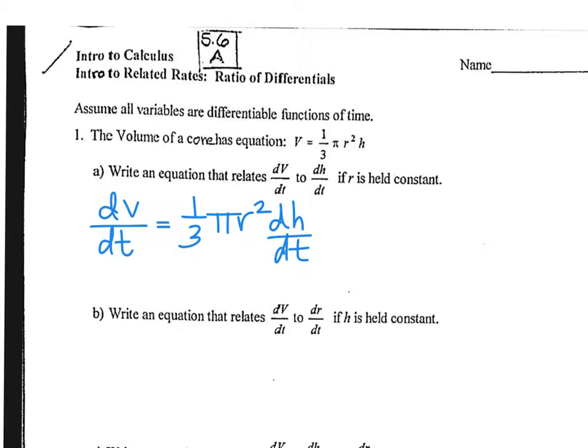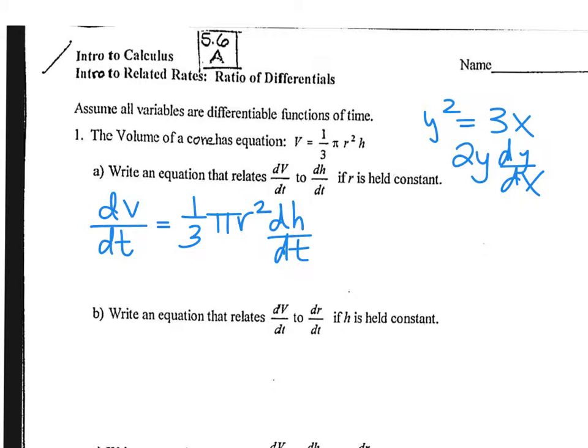Remember when we did implicit differentiation and we took the derivative of y and it's dy/dx? Like when you have y squared equals 3x and you take the derivative: the derivative of y squared is 2y times y prime, dy/dx. That's what I'm doing here, because now I'm taking the derivative with respect to time, t. So I have the derivative of volume with respect to time, and the derivative of h with respect to time is dh/dt. And that's your answer.